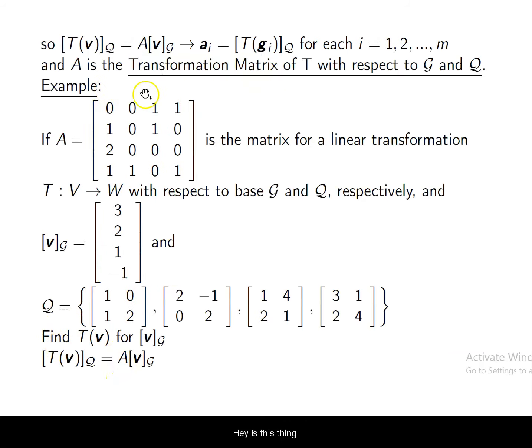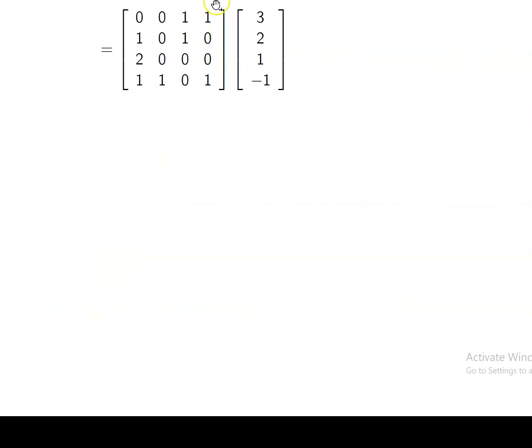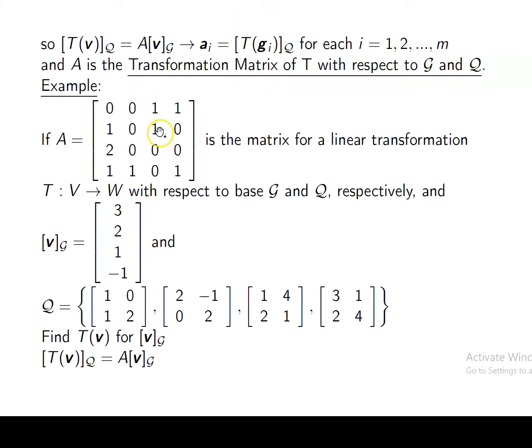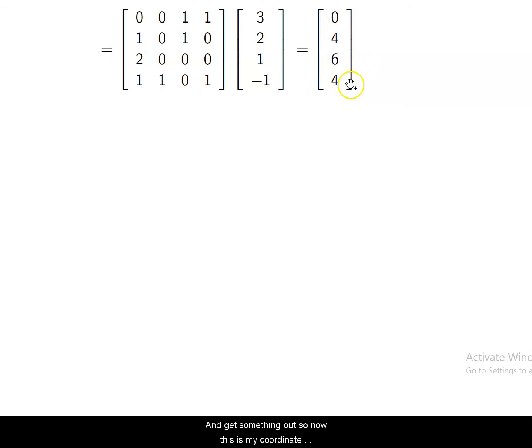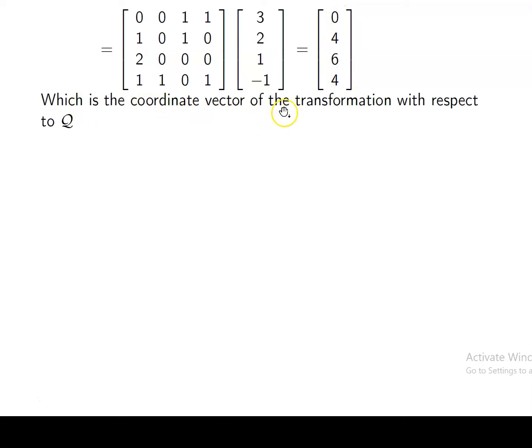So A is this thing, V of G is this. So I'm just multiplying these two together, right? That's what it's here. So my A times my coordinate vector of V in terms of G, right? Multiply those two, I get something out. So now this is my coordinate vector representation of the image of V in terms of Q. So again, all these are coefficients. These are my scalars. Okay, this is the coordinate vector of the transformation with respect to Q because I transformed my input vector by my transformation.